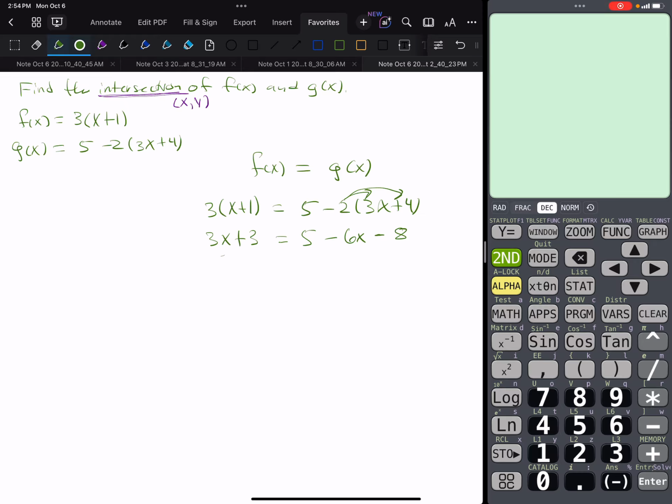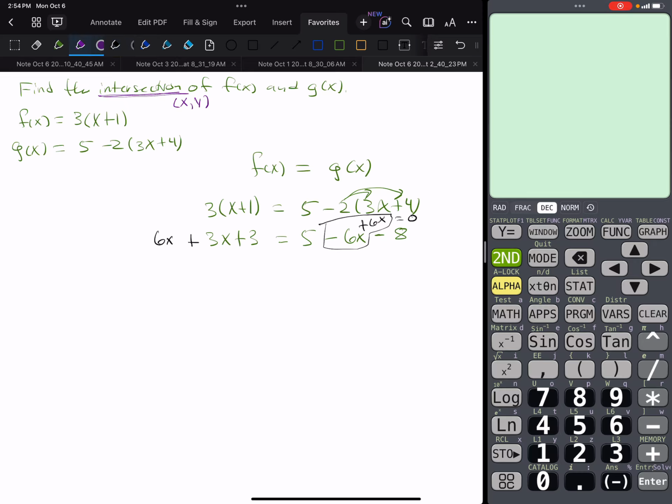Okay, so now I have access to that x, and I have access to this x without any parentheses around them. So my goal is to get all the x's on one side and all the constants, all the numbers, on the other side. So how can I do that? Well, it seems like adding that 6x to both sides would be a really good idea. Because if I add 6x here, that equals 0 and it goes away. But if I do it to one side of the equation, I better do it to the other side of the equation.